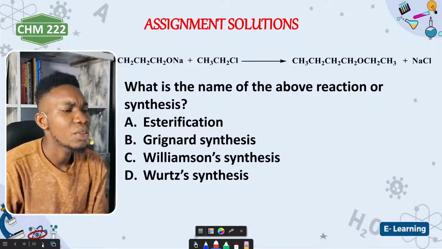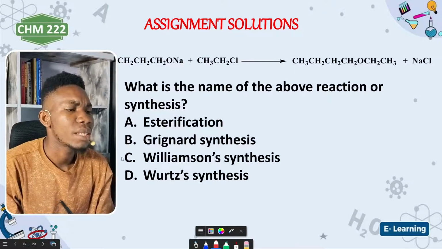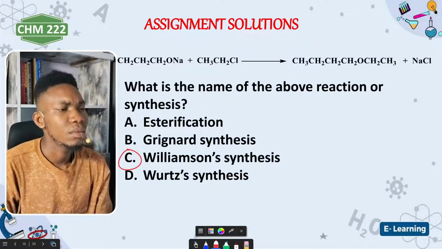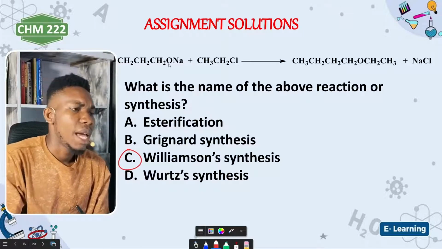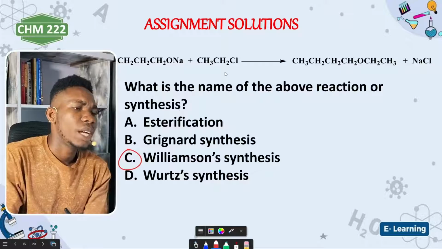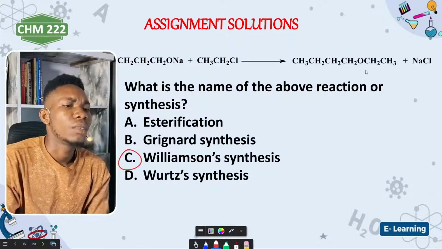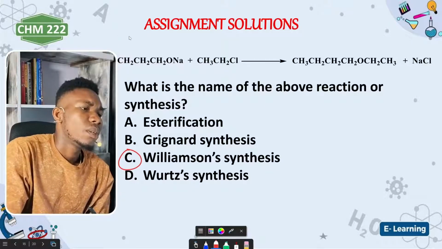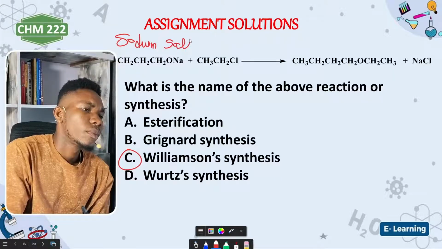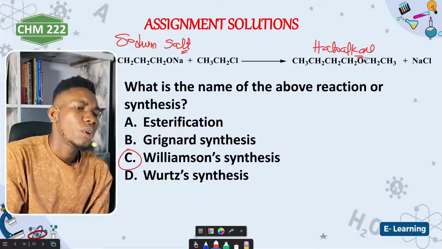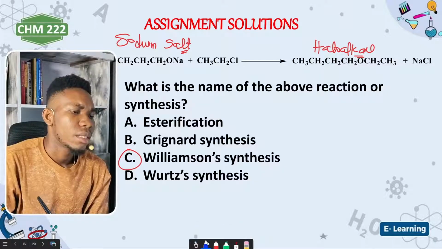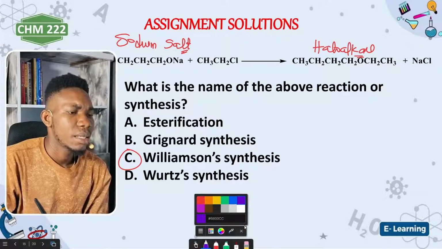What is the name of the reaction above? This reaction is called the Williamson synthesis. It's called Williamson ether synthesis. Is that okay? Where a sodium salt reacts with a haloalkane to form an ether. Where the sodium salt reacts with what? Haloalkane to form ether. It's called the Williamson synthesis.